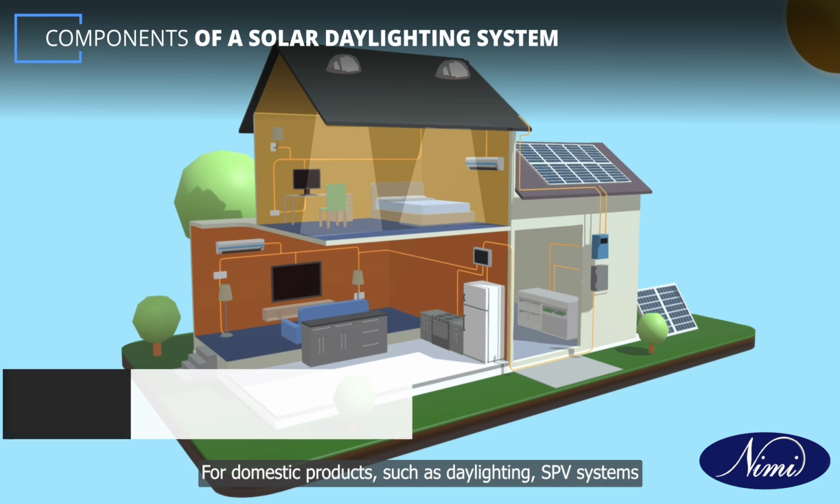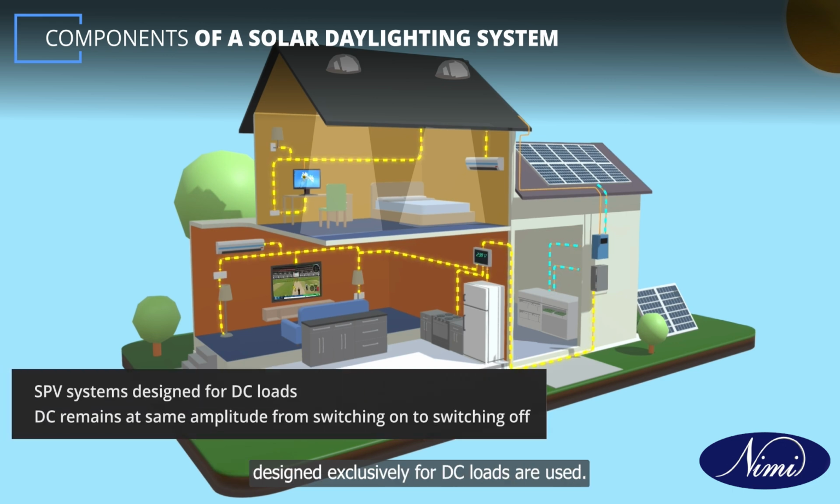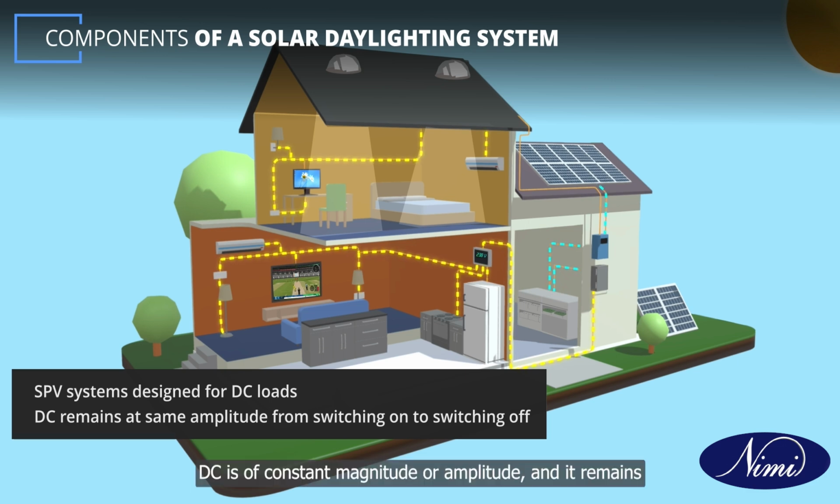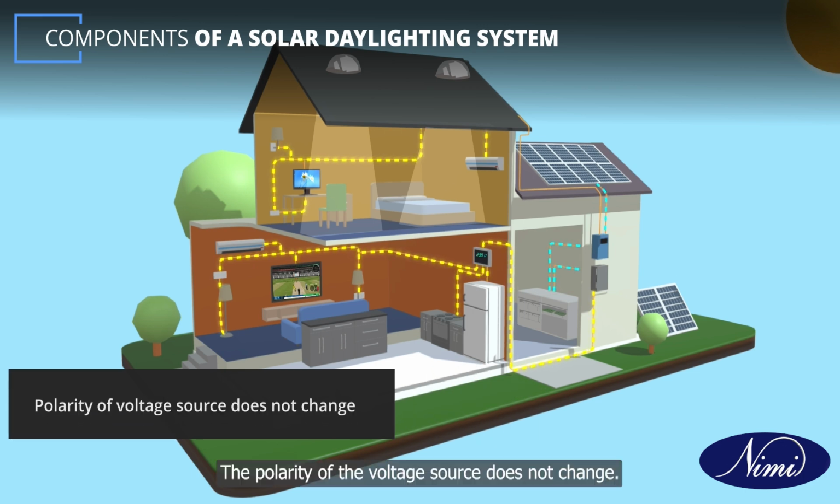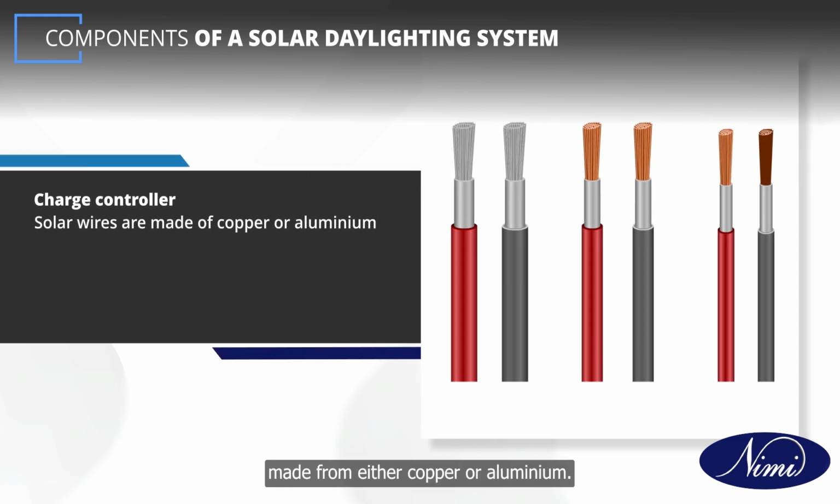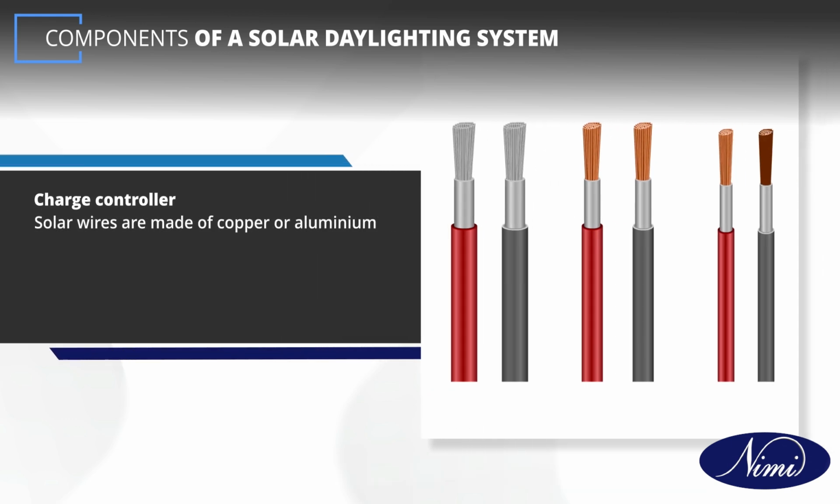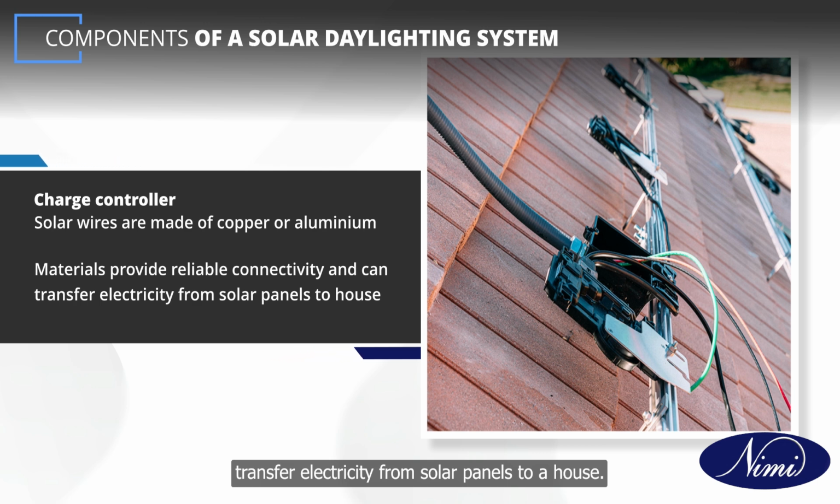For domestic products such as day lighting, SPV systems designed exclusively for DC loads are used. DC is of constant magnitude or amplitude and it remains at the same amplitude from the moment of switching on to the moment of switching off. The polarity of the voltage source does not change. The solar wires used in this system are made from either copper or aluminium. These materials provide reliable connectivity and can transfer electricity from solar panels to a house.